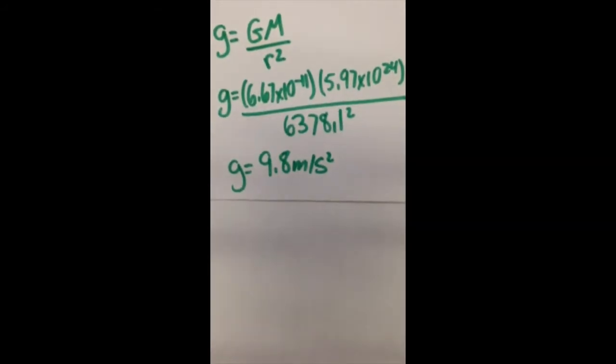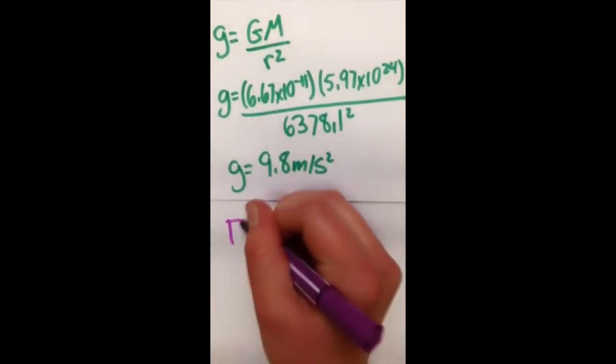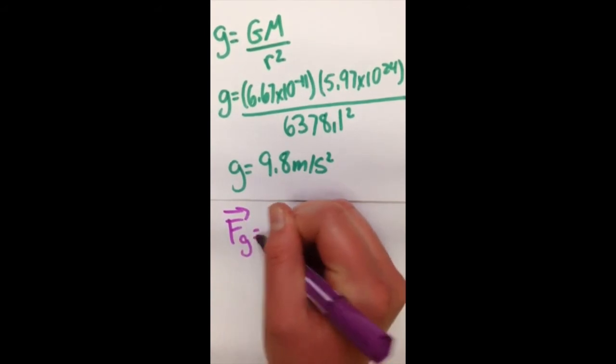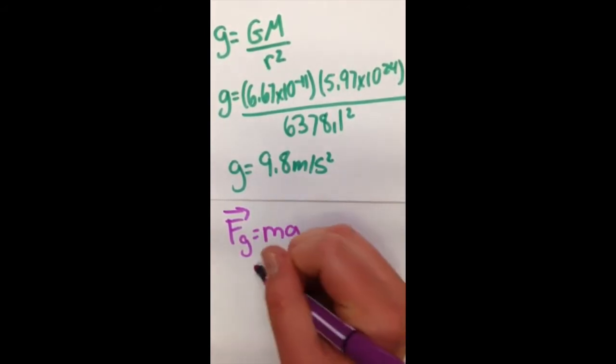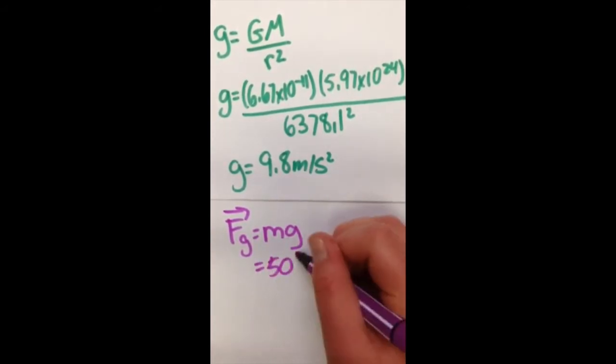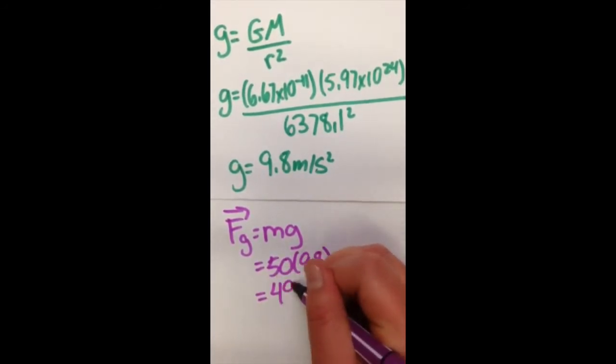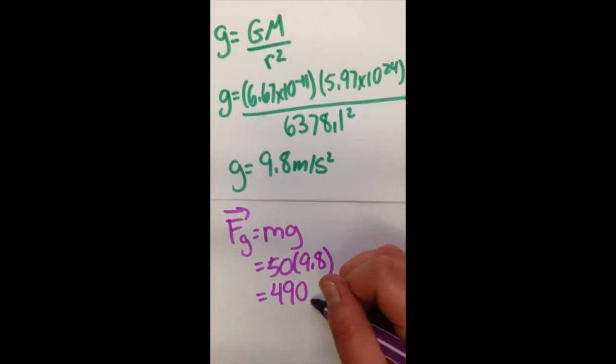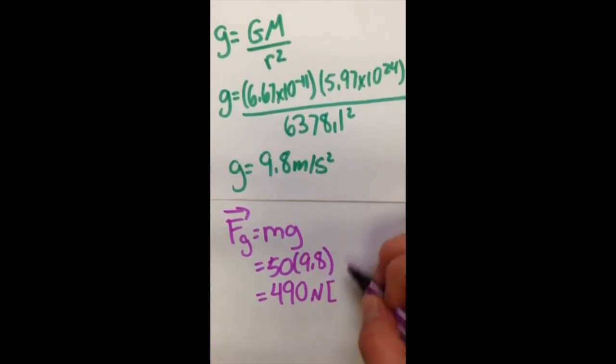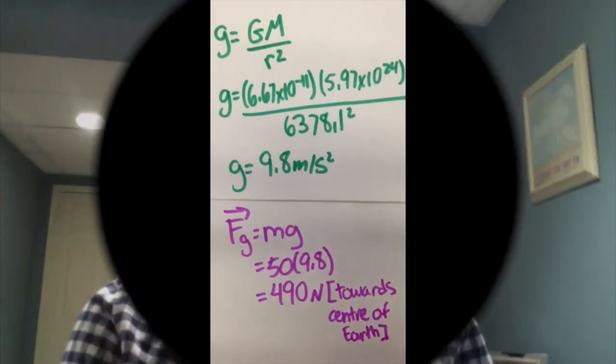Now, to find the weight of our box, we will go back to the equation Fg equals mg and sub in the mass of our box, which is 50 kilograms, and the acceleration of gravity on Earth, which is 9.8 meters per second squared. And we get 490 newtons. And since it is a vector, we need a direction. And our direction is towards the center of the Earth. Therefore, the weight of our box on Earth is 490 newtons towards the center of the Earth.